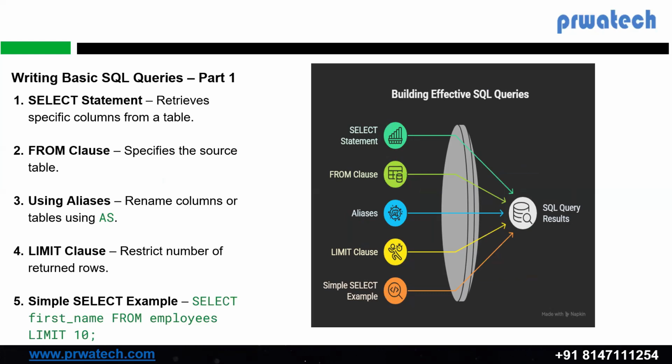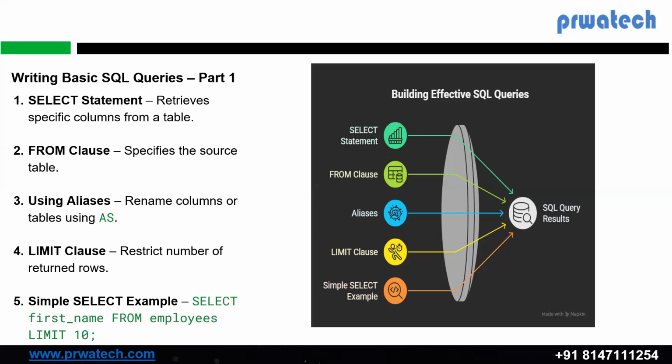So writing the basic SQL query, first we'll explore the SQL query. The select statement retrieves specific columns from the table. If you want to get specific content from the table, then we will be using select. So select column name, you have to use it. If you use star, it will get the entire column. The from clause specifies the source table. We have multiple tables in a single database or schema, so to specify which table you want to access the data from, we have to use the from clause.